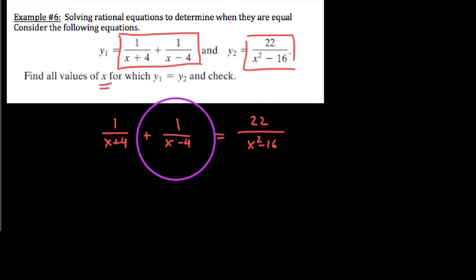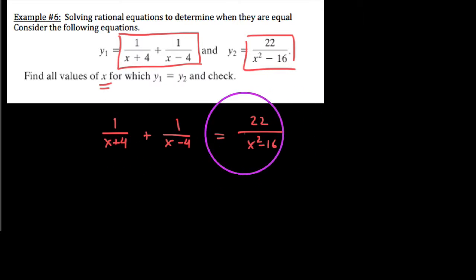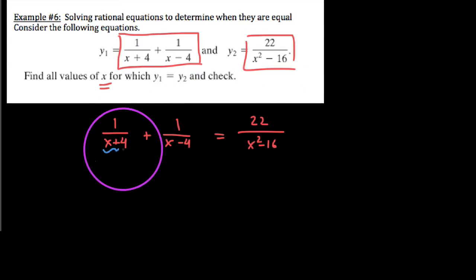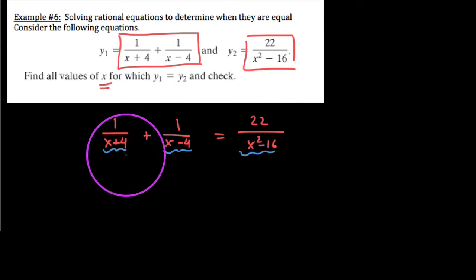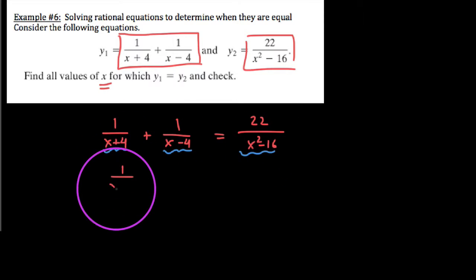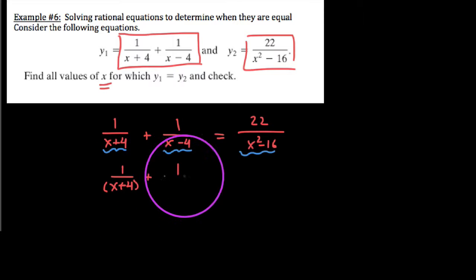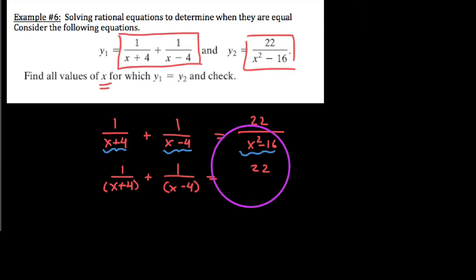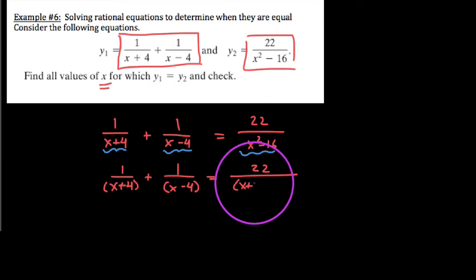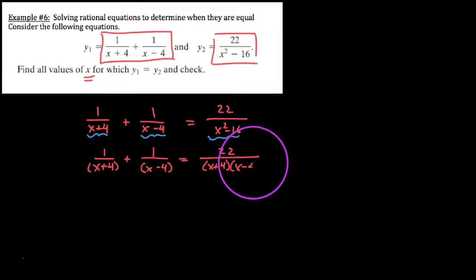So if we're going to solve this, recall the first thing we want to do is list any values for which our denominators would be equal to 0, which means we need to factor both sides of this expression's denominator. So we have 1 over x plus 4. That's already factored. Its only factor is x plus 4. Here the only factor is x minus 4. And then the right side, I notice that this is a difference of squares, so we say it's x plus 4, x minus 4, if we were to factor that.